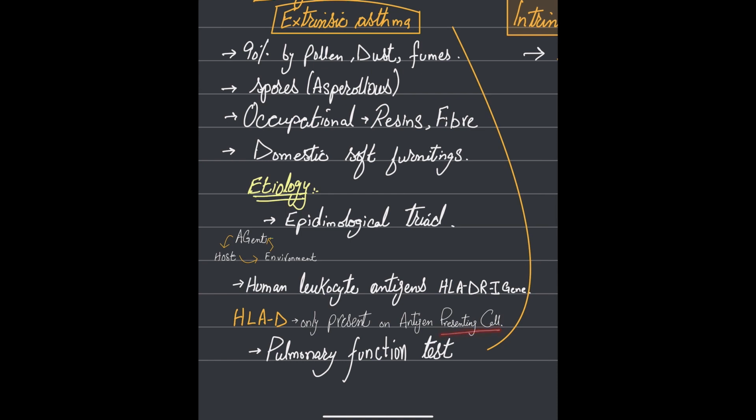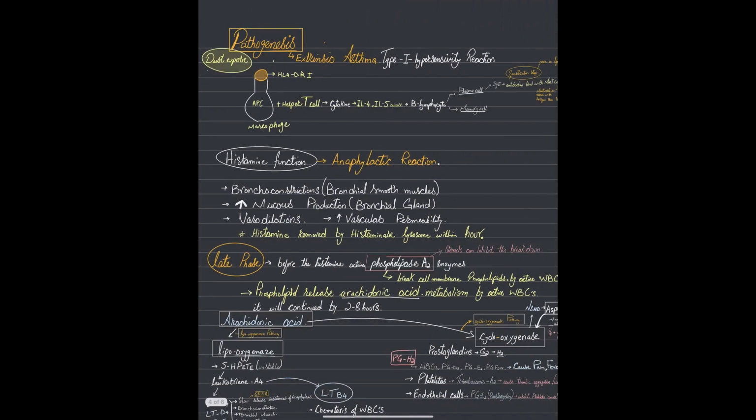And the test we have to give the patient to find out if he has asthma or not is called the pulmonary function test. So here we have to understand FEV and FVC. It is really important. But before we go there, we have to understand this. Pathogenesis for extrinsic asthma. And there's a key point for the exam: what kind of hypersensitivity can it cause?